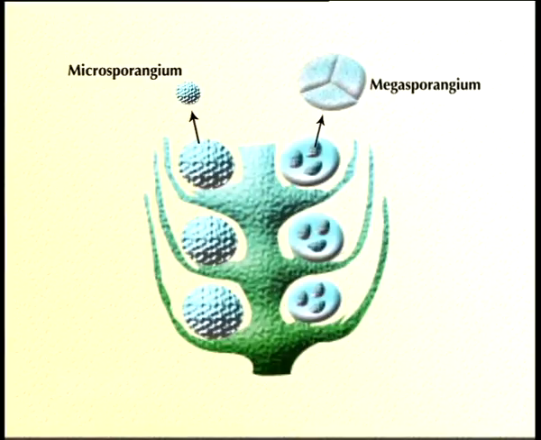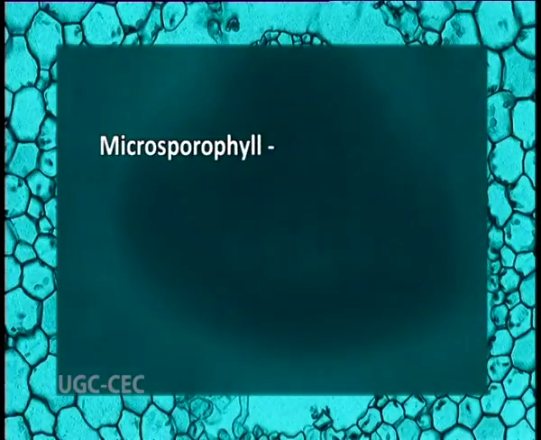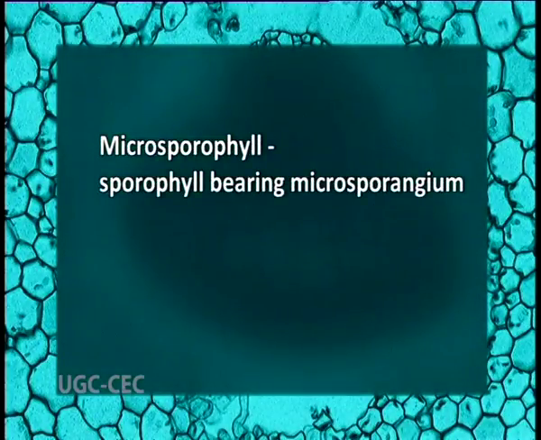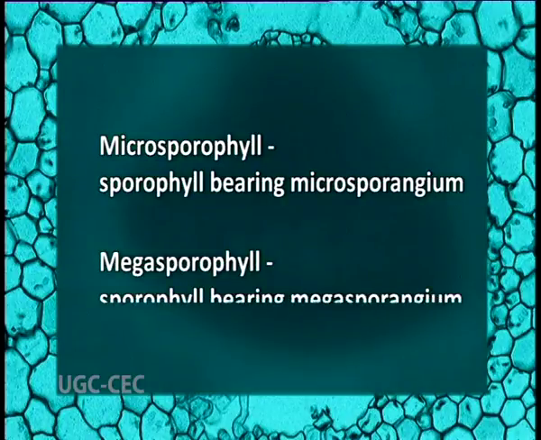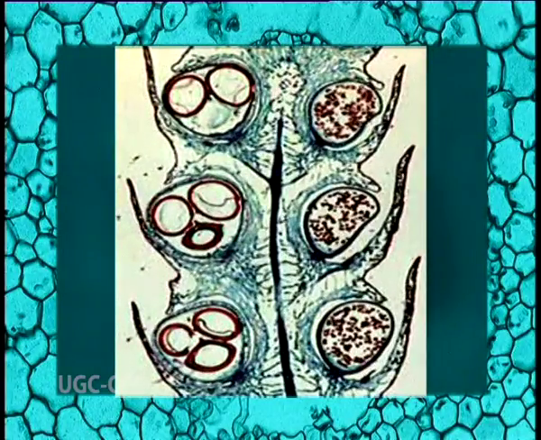The sporangia are borne singly in the axils of the sporophylls. The sporophyll bearing the microsporangium is called microsporophyll, and the one with the megasporangium is known as megasporophyll. The sporophylls are spirally arranged around a central axis.